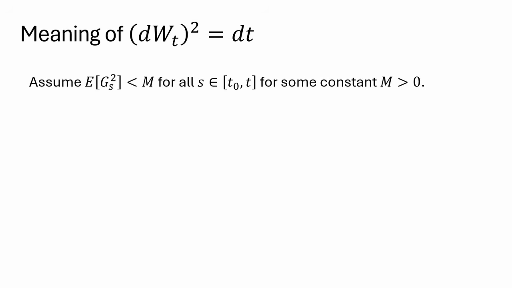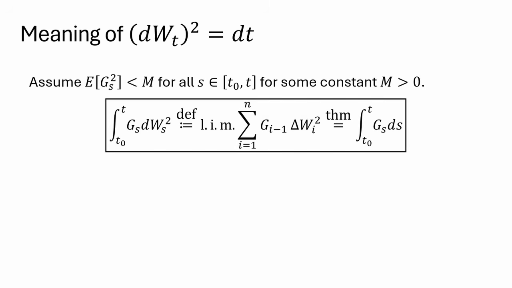And here's the statement. Consider g(s) to be a non-anticipating function whose second moment has an upper bound for all s in the interval t0 to t, for some positive constant M. Then we have this formula. The first part of the formula is a definition, and the second part is a theorem.